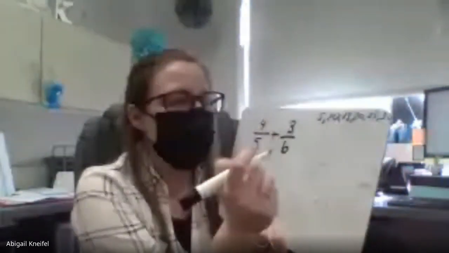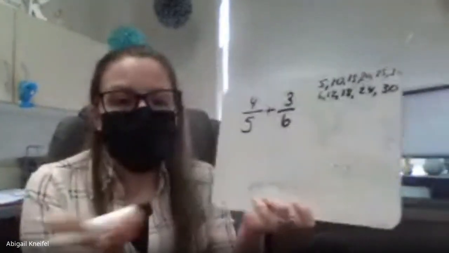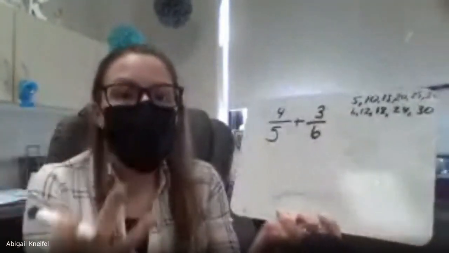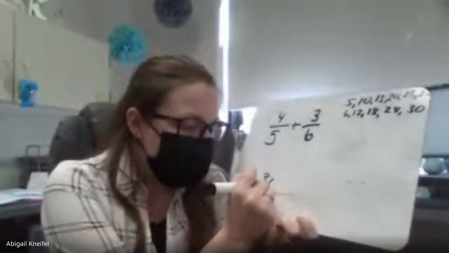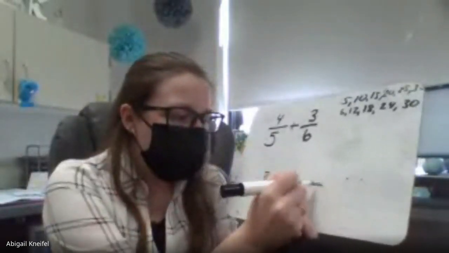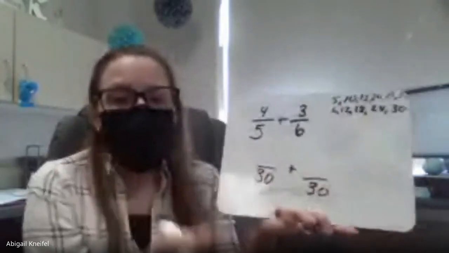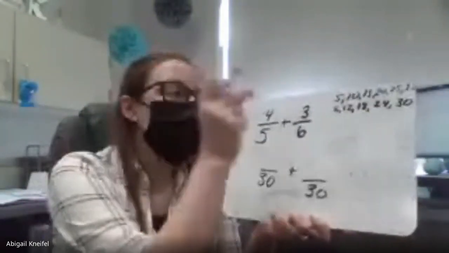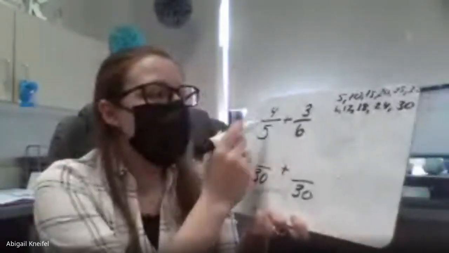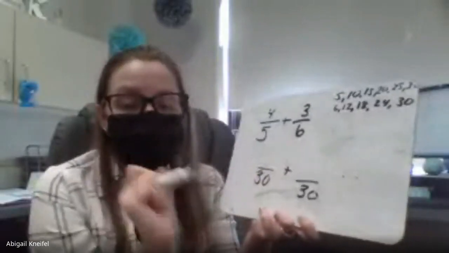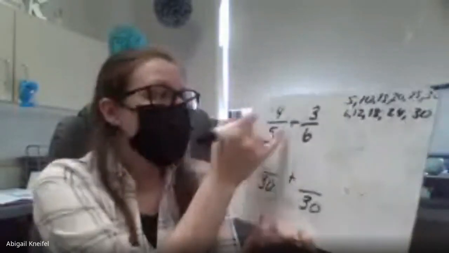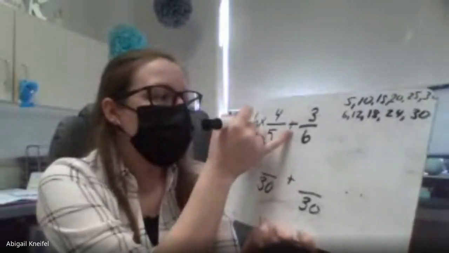That's probably enough. Let's count by 6s. 6, 12, 18, 24, 30. Oh, look, my common denominator is 30. So I write 30 for both of my denominators. Now, remember what we do to the bottom, we have to do to the top. So we had to multiply 5 times 6 to get to 30. So we need to multiply 6 times 4.